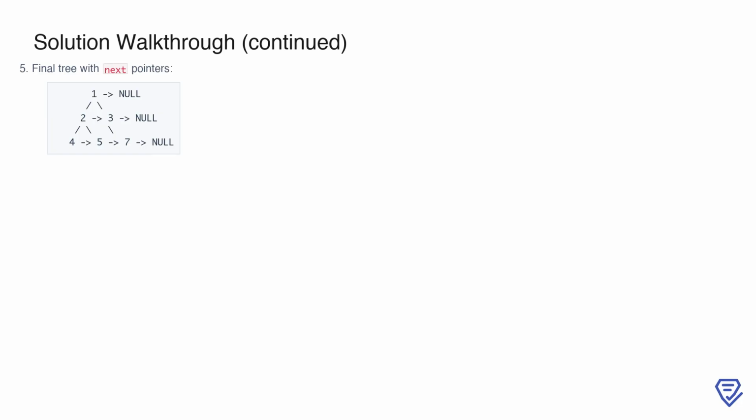The final tree structure with the next pointers populated looks like this. The root node 1 points to null since it has no next right node. At the second level, node 2 points to node 3, and node 3 points to null. Moving to the third level, node 4 points to node 5, node 5 points to node 7, and node 7 points to null. This completes our solution, where each node's next pointer is correctly set to its next right node or to null if no such node exists. The tree is now ready with the next pointers connected as required.